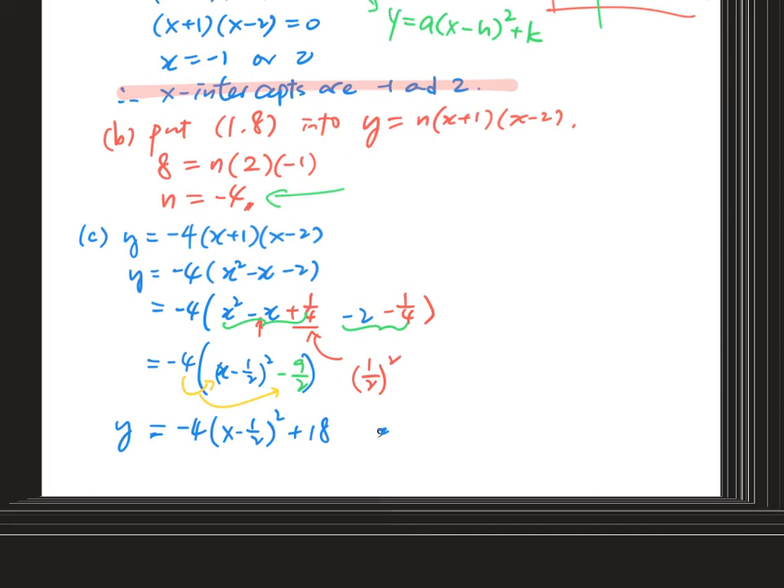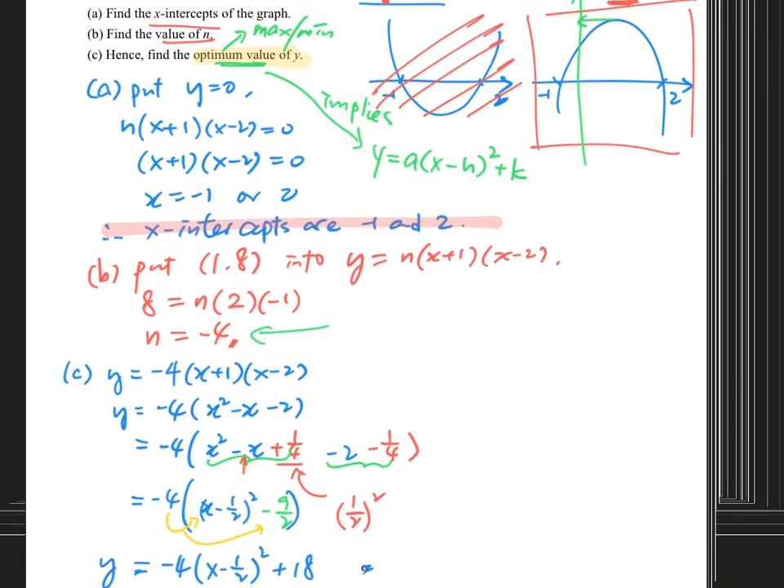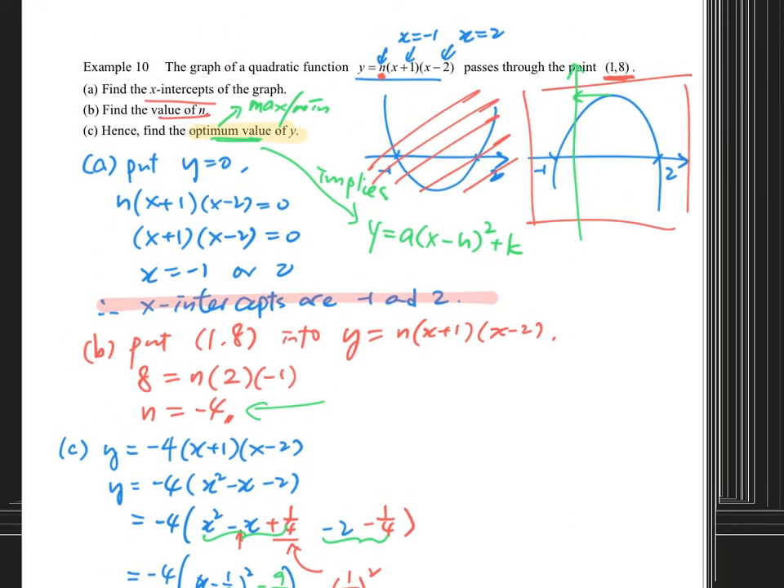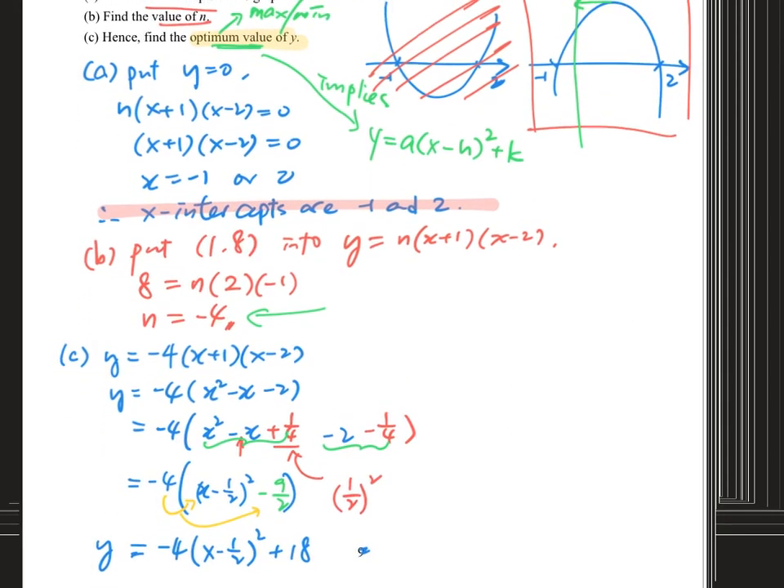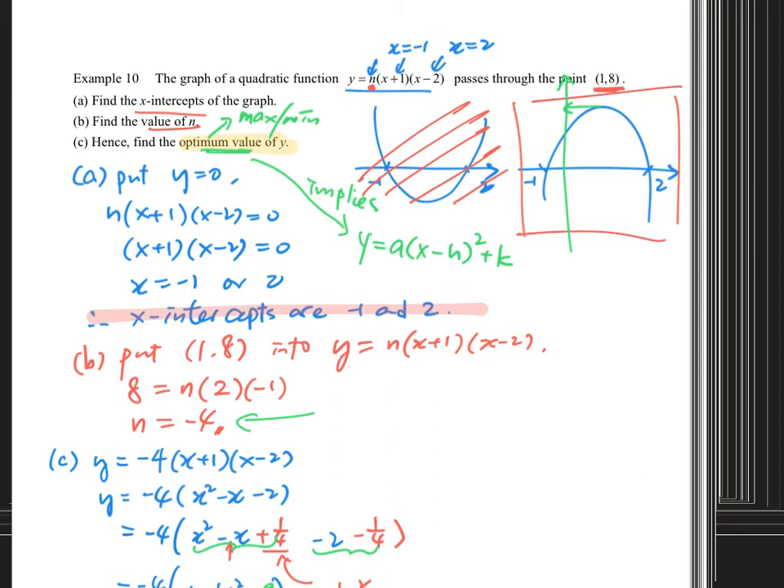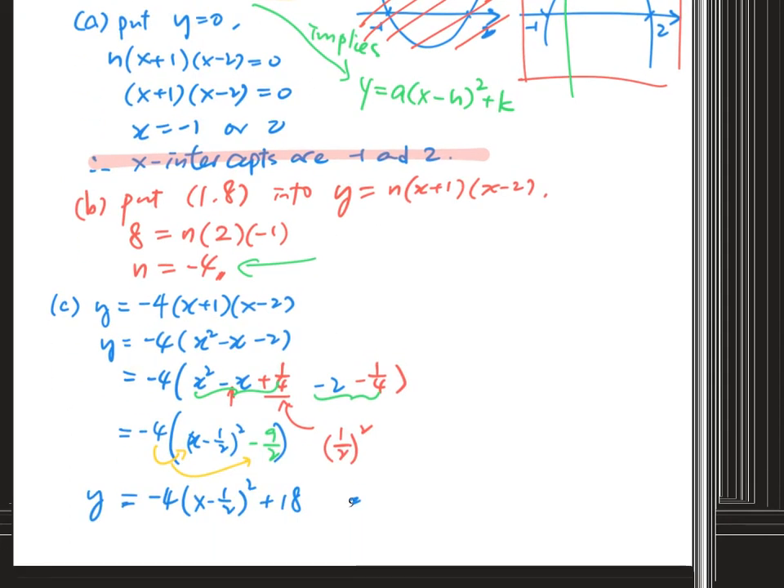If you still remember, the vertex means the value of h and k. Now you've got, what have you got? Okay, the vertex is half and 18. Okay, vertex here, half and 18. Do you remember that the value of k here, which is 18, tells you about the maximum, highest point of the parabola? So if you can remember this idea, part C you can just write directly now.